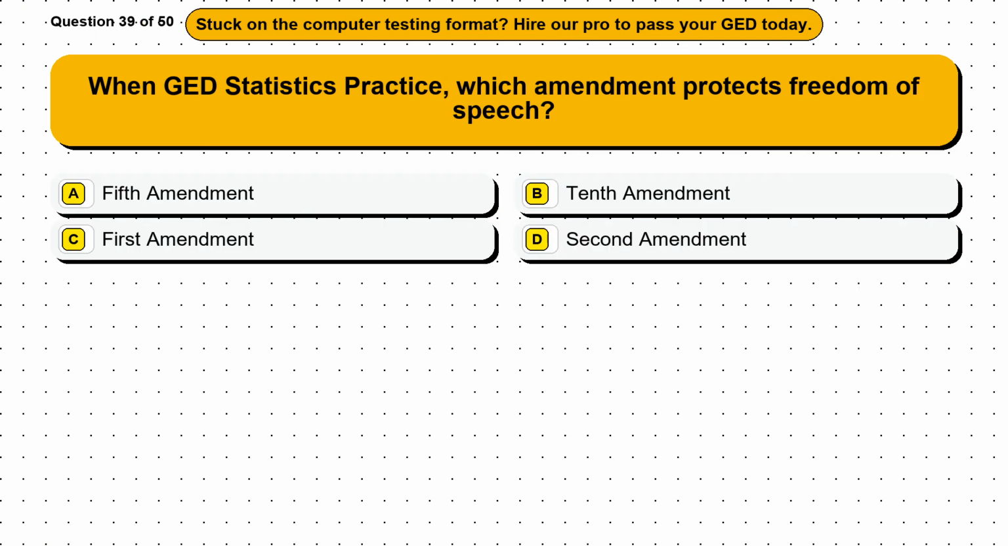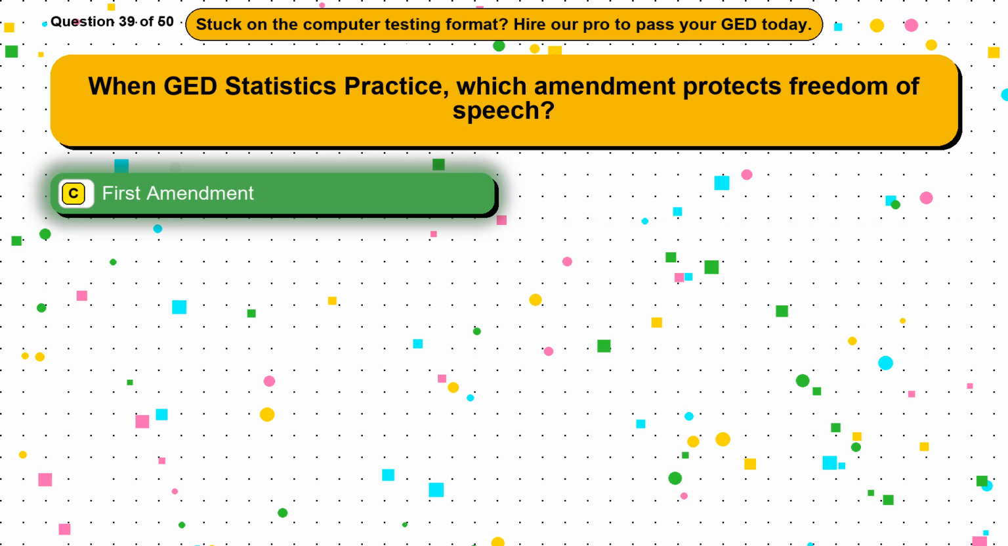Question 39. When GED Statistics Practice, which amendment protects freedom of speech? Option A, 5th Amendment. Option B, 10th Amendment. Option C, First Amendment. Option D, Second Amendment. The correct answer is option C.